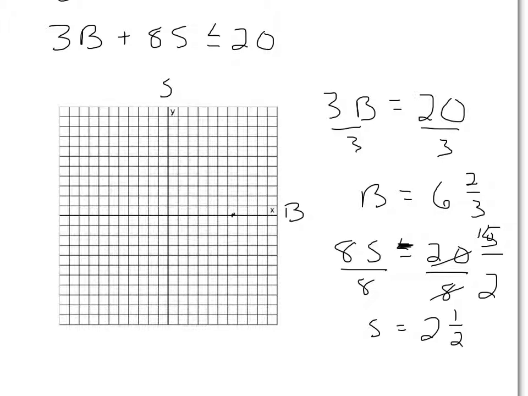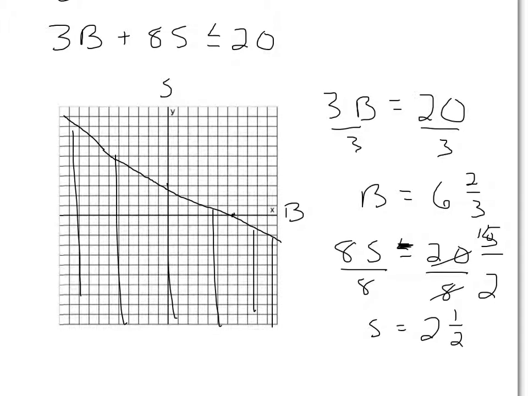So on the strawberry axis, I'm going to go up to 2.5 and put a little dot. So I can connect those two, and that's going to give me my line. Do I want to use a dotted line or a solid line? I'm going to go with solid because I've got that equals. So there we go. And the amount of money I can spend is less than 20, so I want everything below. And that's going to be all of these guys.